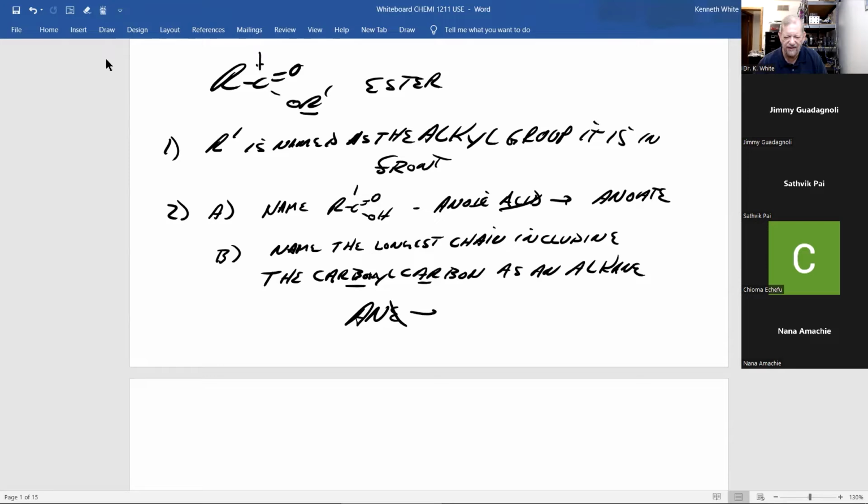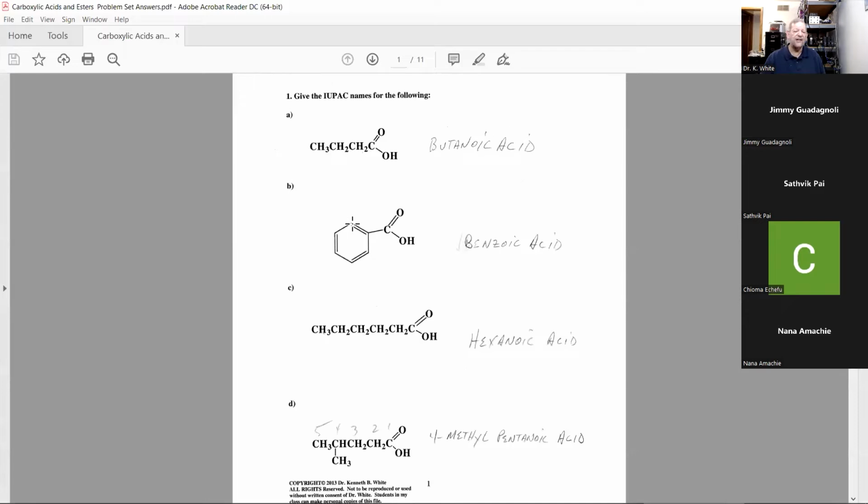Drop the E and add OATE. And other than when you have a benzene, which is benzoic acid, this works all the time. At least I've never seen it fail. All right, let's take a look. For four carbons, butane, drop the E, add OIC, and the word acid: butanoic acid.